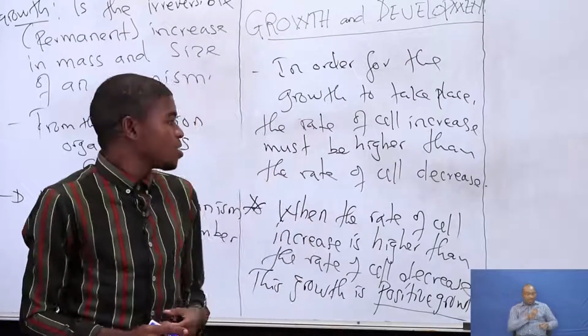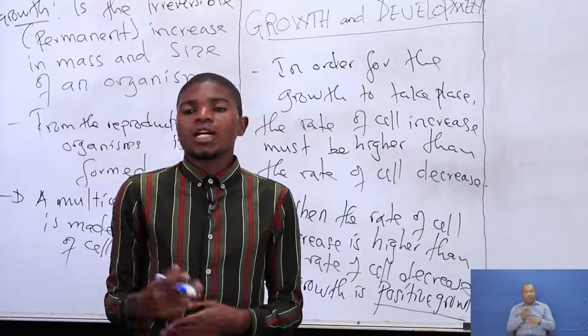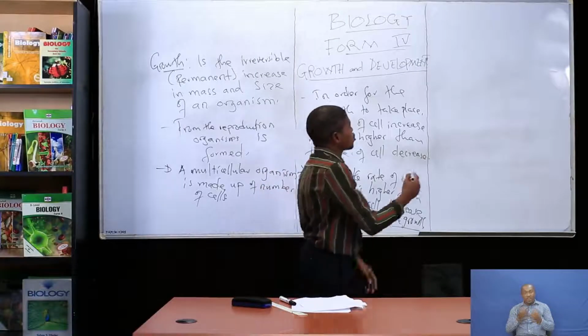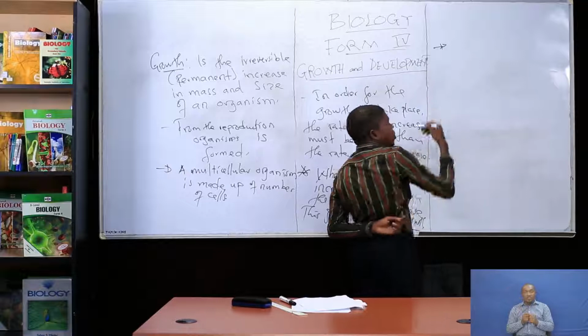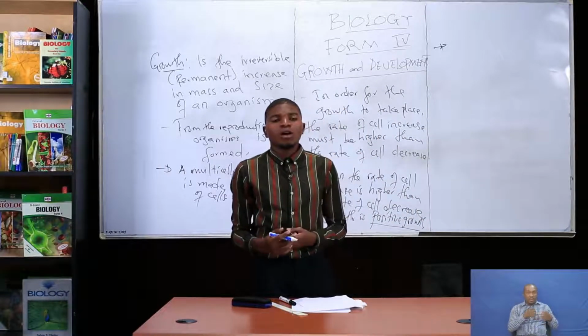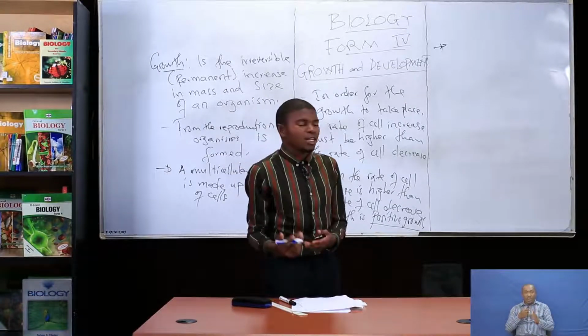On the other hand, sometimes the number of cells which increase may be lower than the number of cells which decrease. When this condition occurs, this type of growth is referred to as a negative growth. So what is a negative growth?